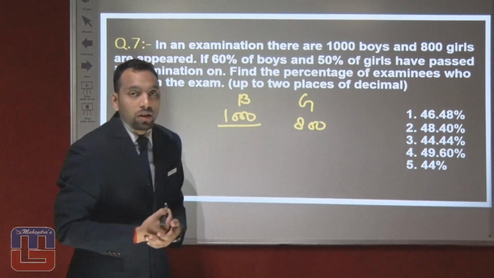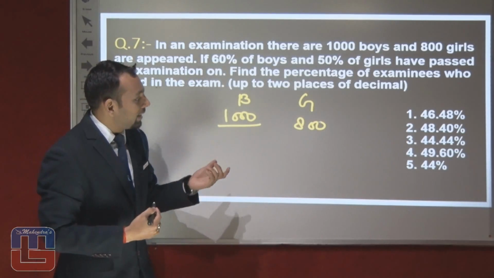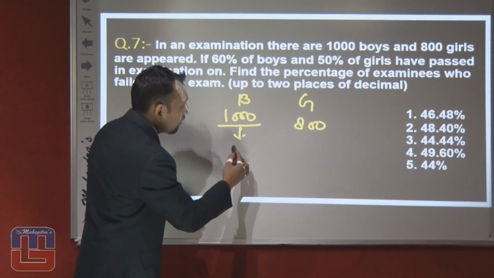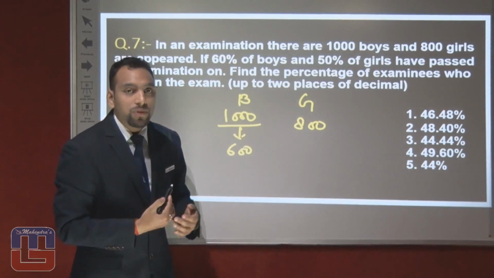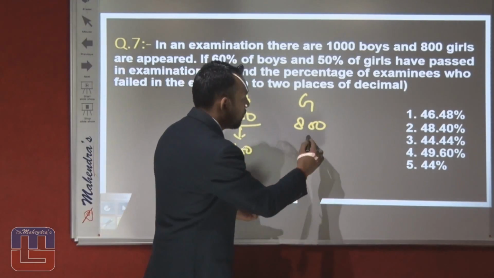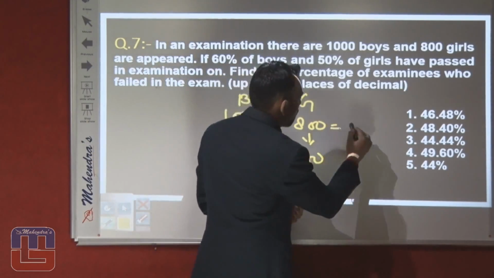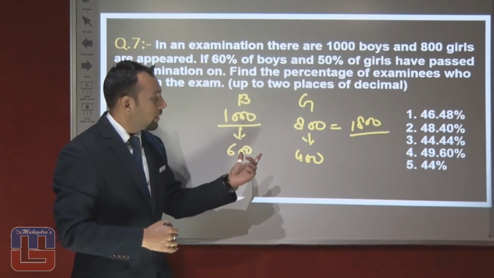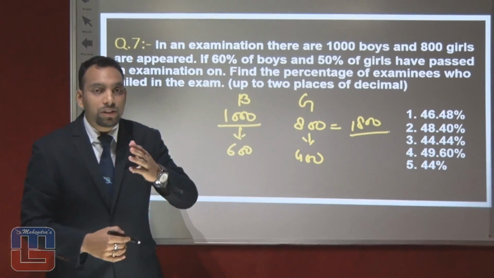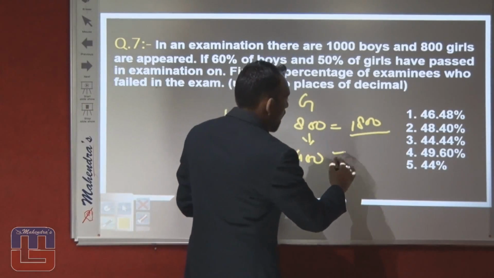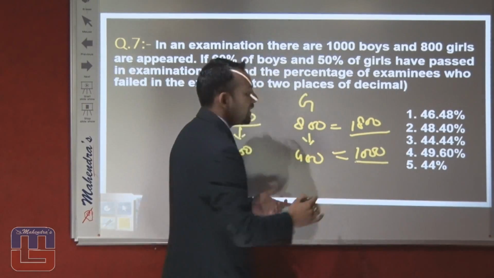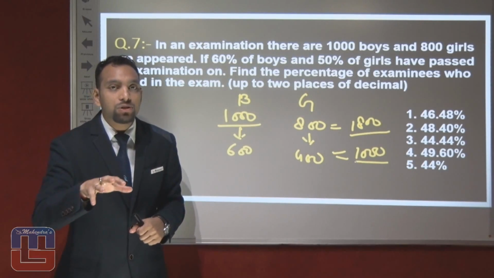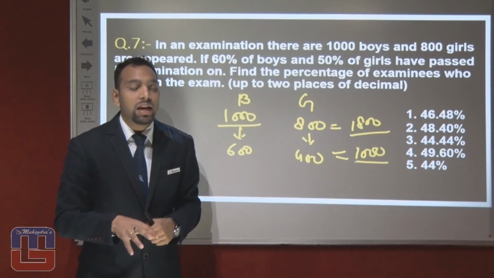800. Now see, 60% of boys, it is clear from the question, 60% of 1000 will be 600. And now see, 50% of girls, 50% of 800 will be 400. Now see, the total students we have are 1800, and if 600 boys and 400 girls have passed in the examination, which means out of 1800, 1000 students have passed, and we have to find the percentage of students who failed in the examination.